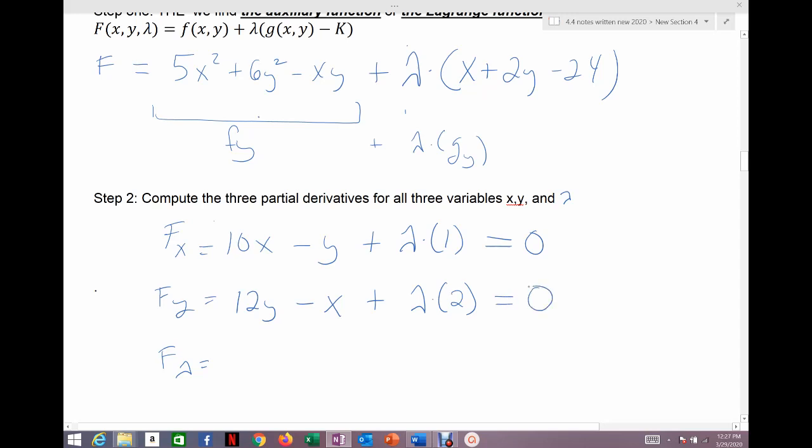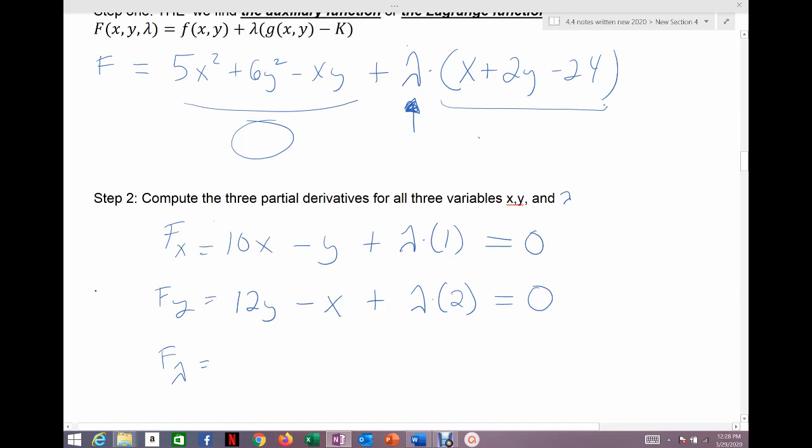The last partial derivative is the derivative with respect to lambda. There's only one lambda part. If I look at this, that's the only lambda variable. There's no lambda variable in the original function, so those are all considered constants. They zero out. It's lambda times this expression, which has no lambda in it, so those are all considered constants.